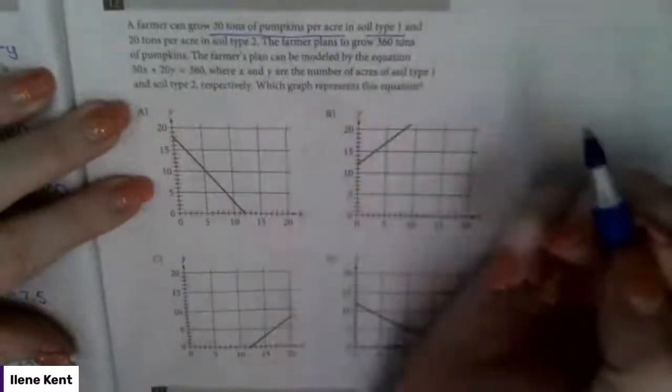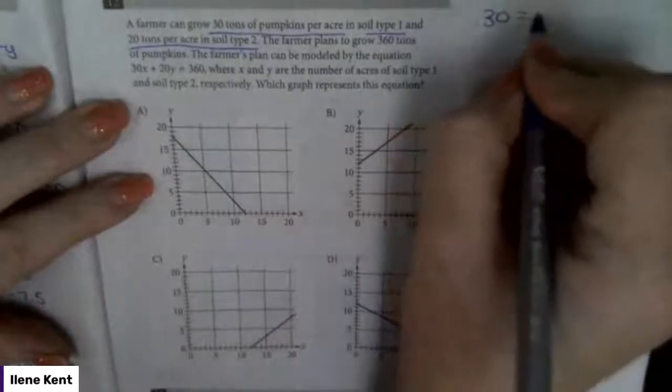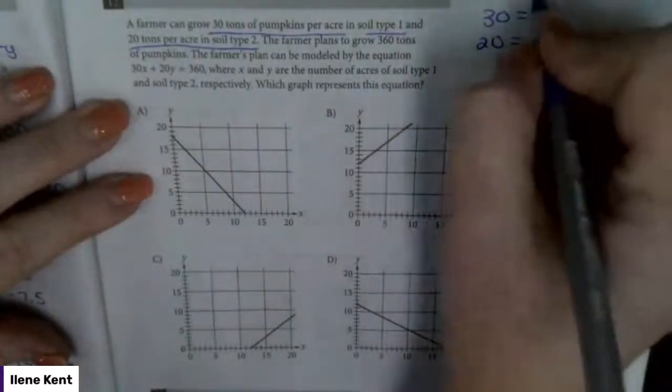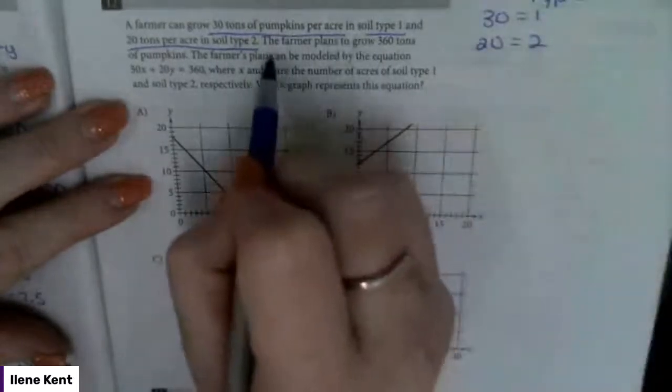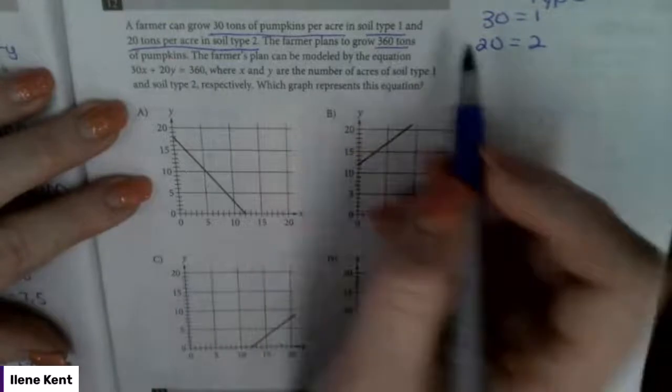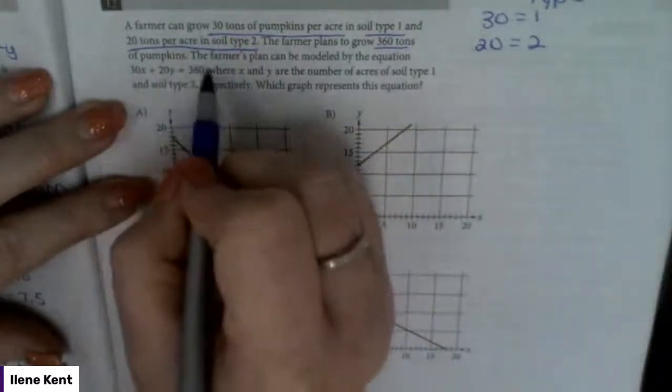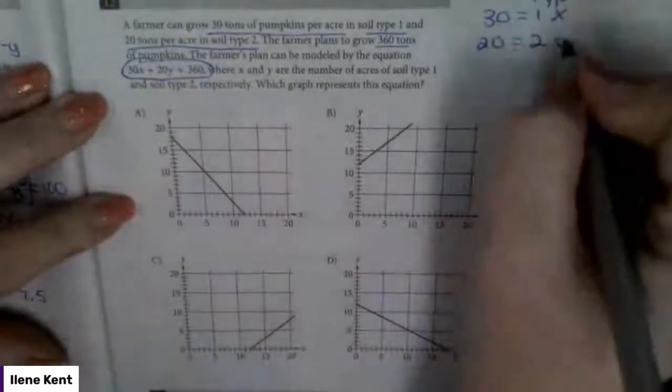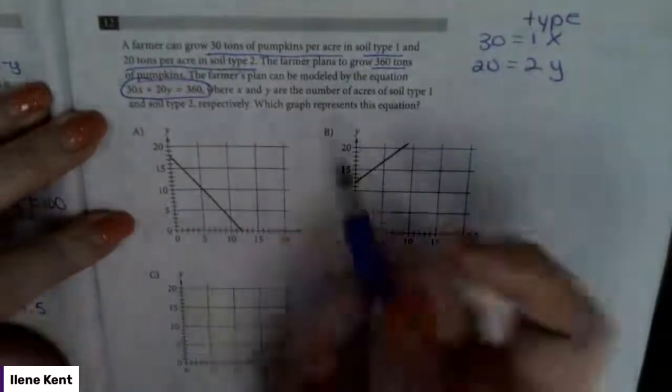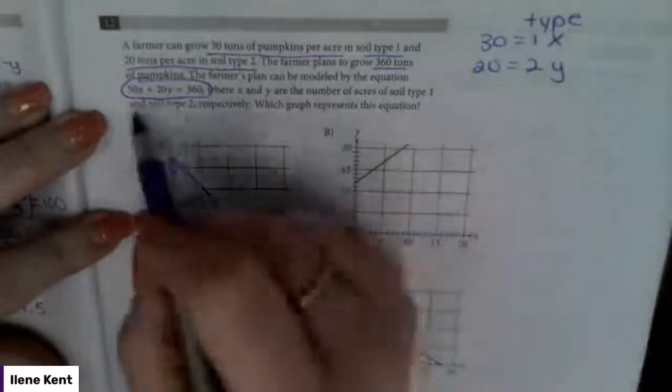Going on to number 12, I have a couple graphs for an option here. They want to know a farmer can grow 30 tons of pumpkins per acre in soil type 1, 20 tons per acre in soil type 2. So 30 for type 1, 20 for type 2. If the farmer plans to grow 360 tons total of pumpkins, the farmer's plan can be modeled by our equation here. So we got our 30, they're calling this X and Y, where X and Y are the number of acres of soil type 1 and type 2 respectively.